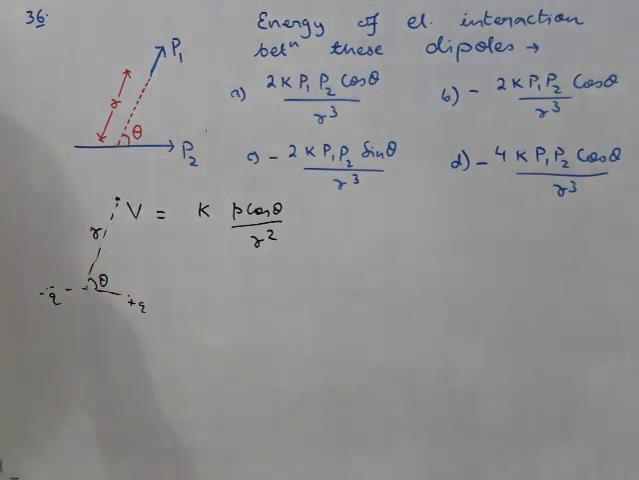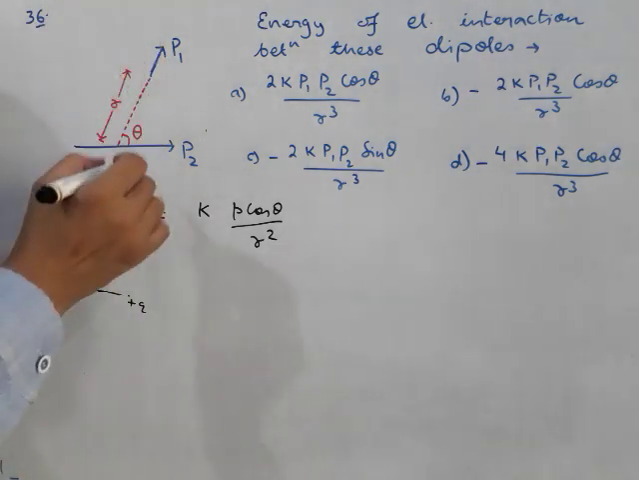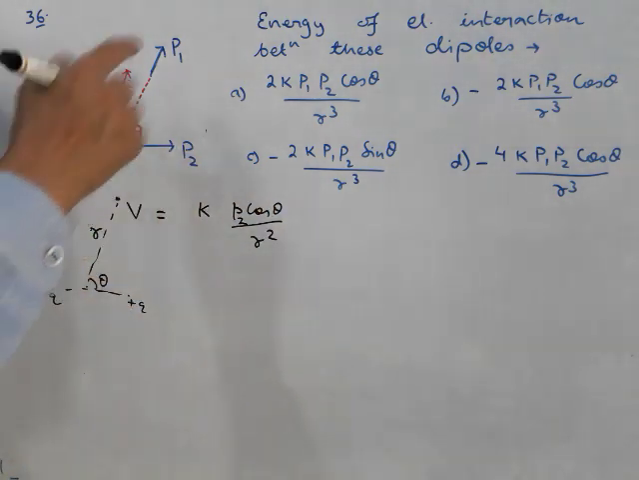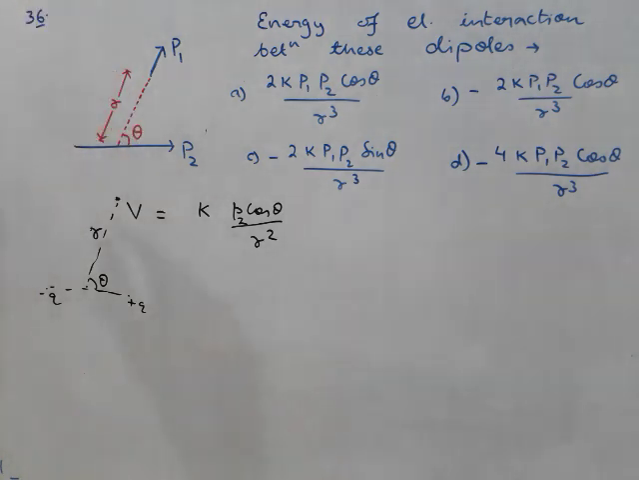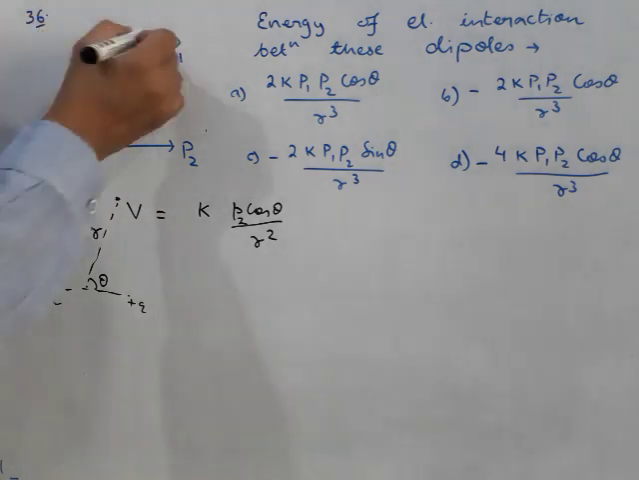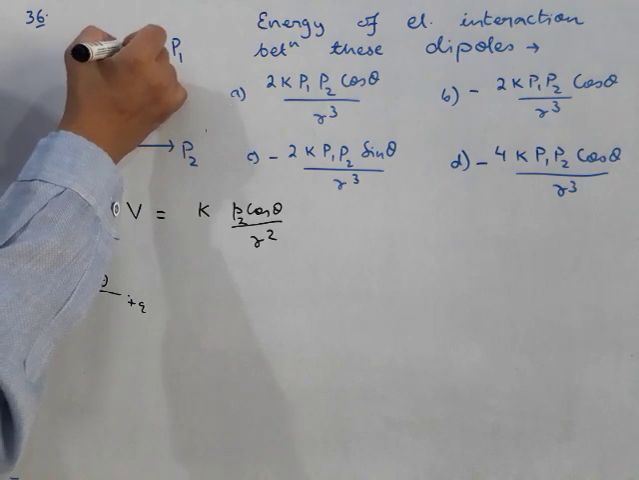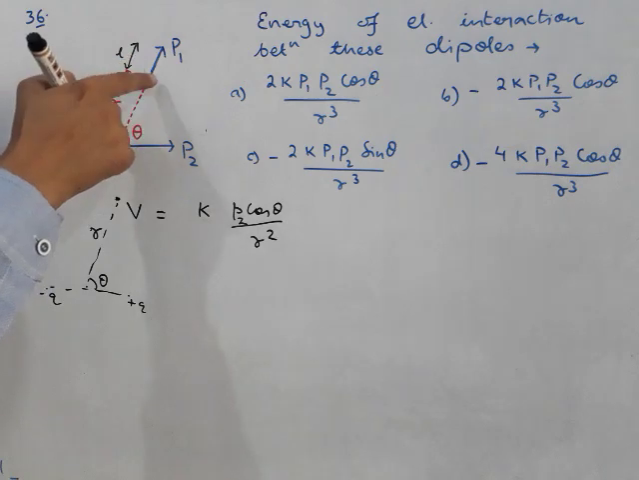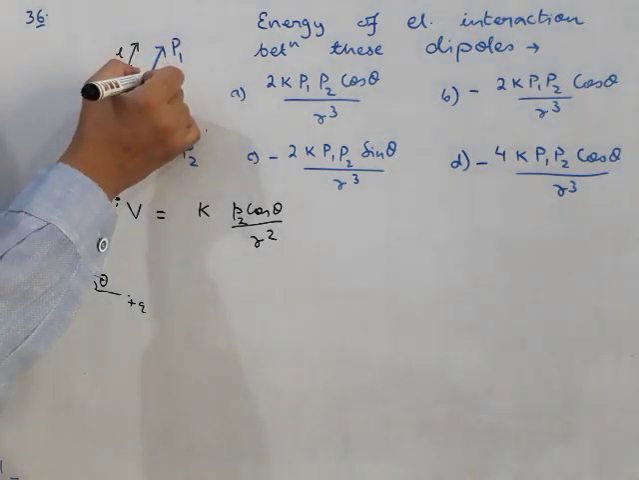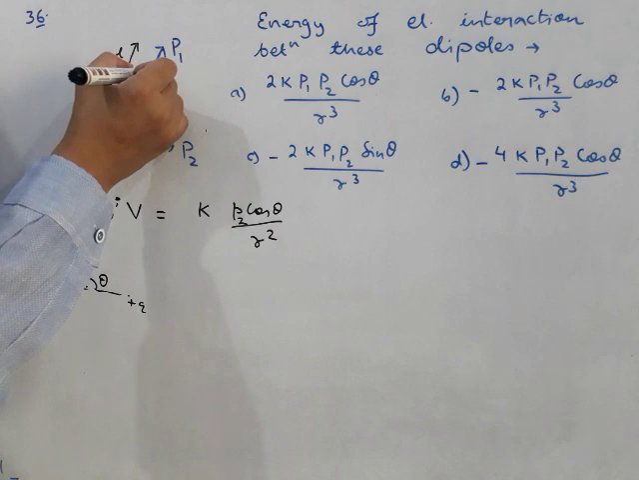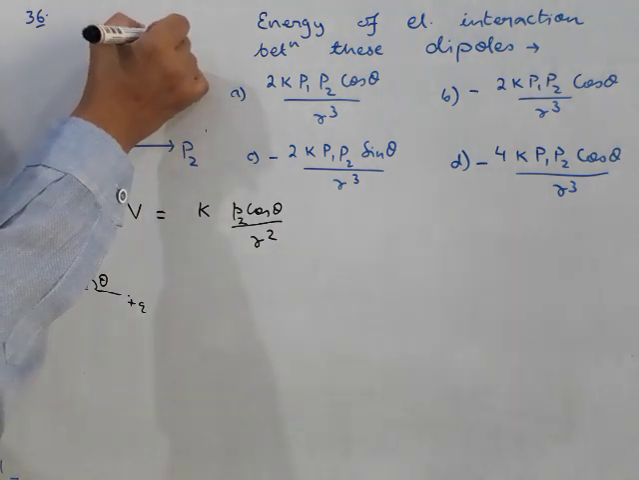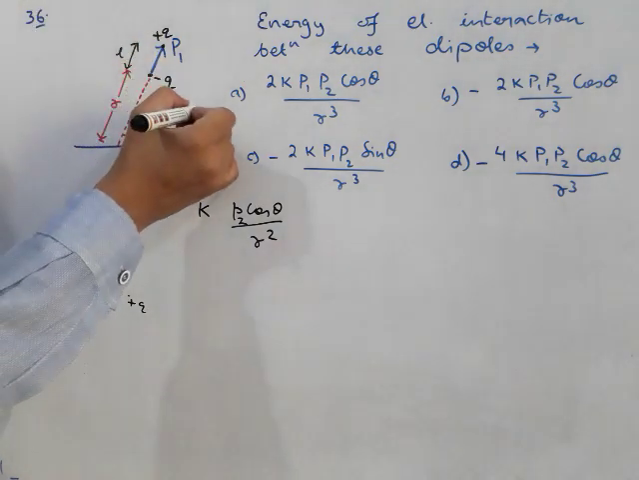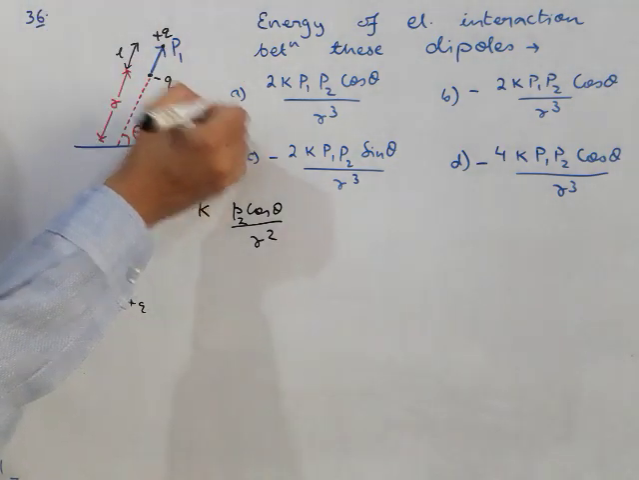Likewise, this dipole will have how much potential at this location? It will have k times its dipole moment, that is p2 cos theta upon r square, where r is the distance of some point. I will choose the length of this dipole as L. That is not given, I will assume it as L. And the dipole moment is directed from the negative charge to the positive charge. Suppose the charge here is minus q, and here the charge is plus q. Then our P1 will be charge q times the separation between them, that is L.